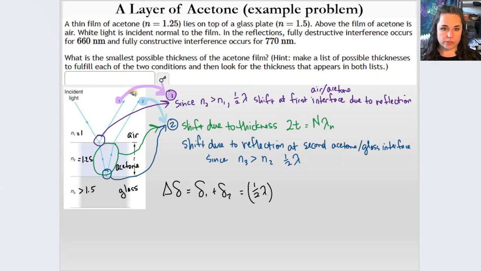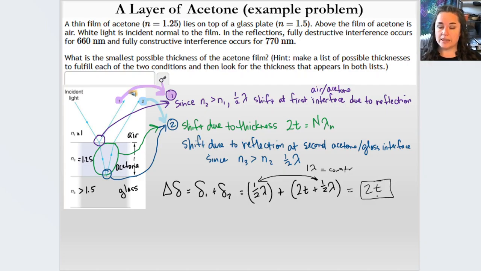So there's the first one, delta 1. I'm going to add on delta 2. Again, a half of a wavelength plus a half of a wavelength adds up to constructive interference. That's a whole wavelength, 1 lambda. And so that's constructive, so I'm just going to take that out of the equation. I'm not going to leave it in there. If I know it already adds up to constructive interference, I'm just going to let this equal 2t. Right? That 1 lambda results in constructive. So any interference I get is due to that thickness of the acetone in there, okay?